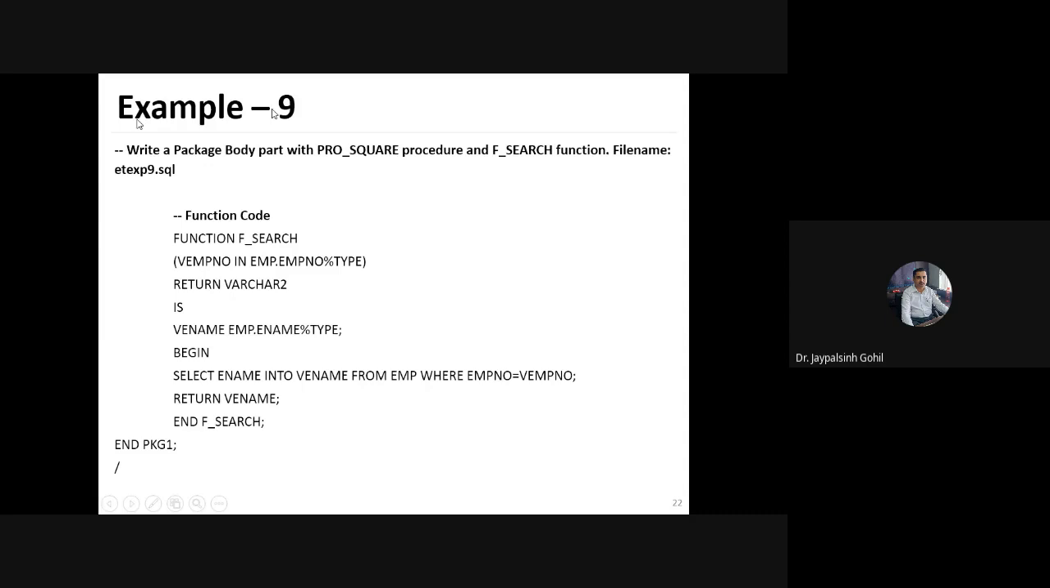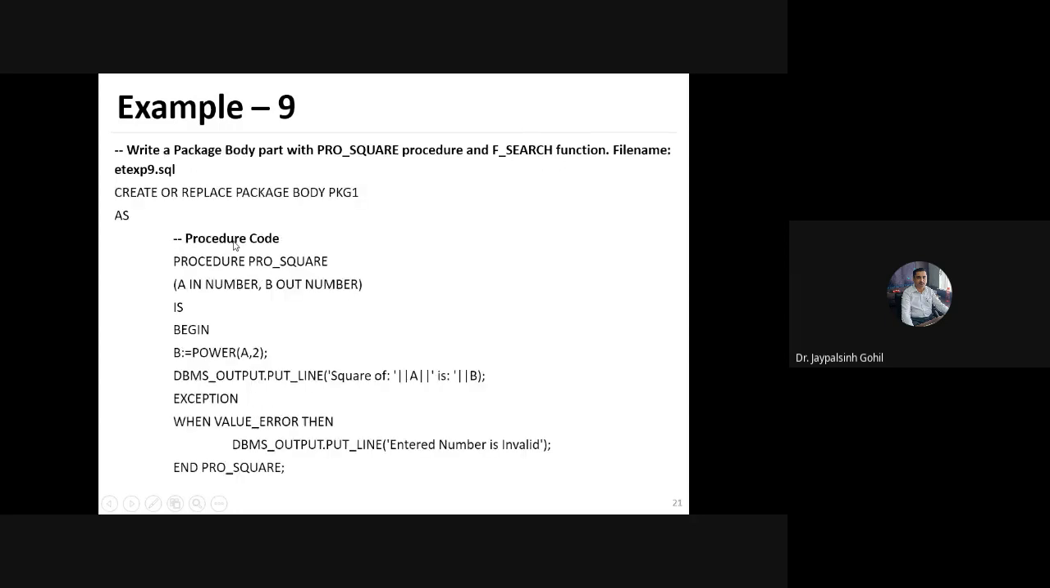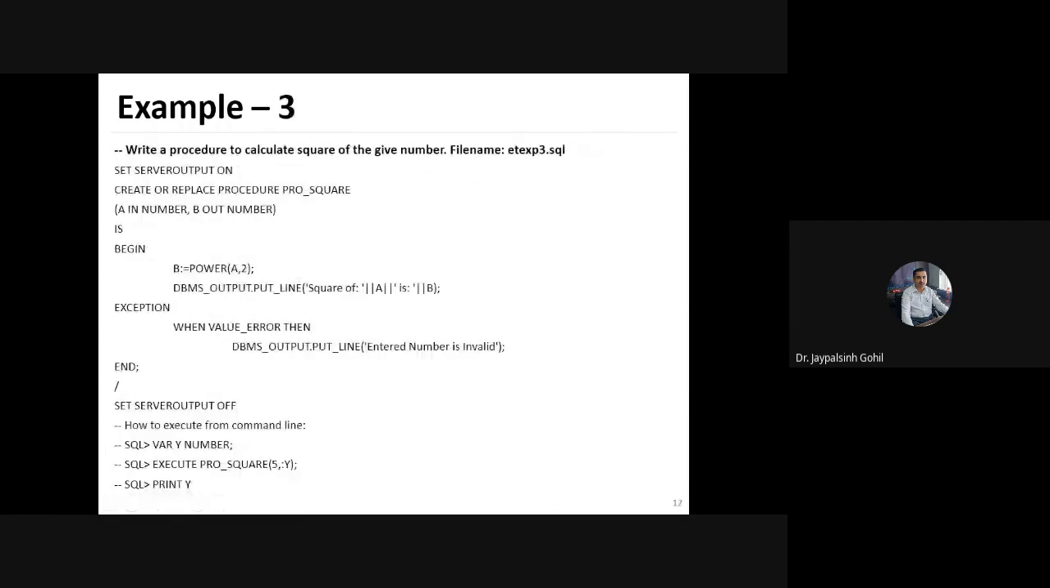Okay, so here this is example 9, which contains the package body for the package we have created earlier, that is pkg1. For that, the body part will be here. So see here, write a package body part with pro square procedure and f search function. So first I have written the procedure code. See, the same code we have to write here. Procedure name. So let me show you our example. Okay, pro square. So see, whatever we have written here, you have to write the same thing.